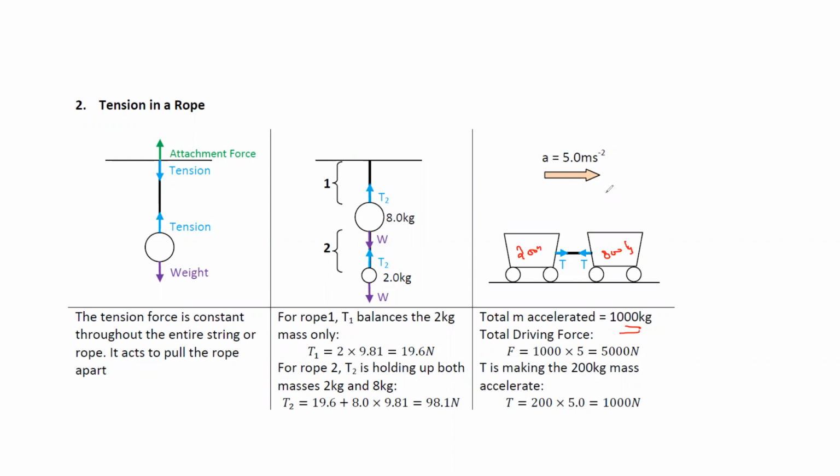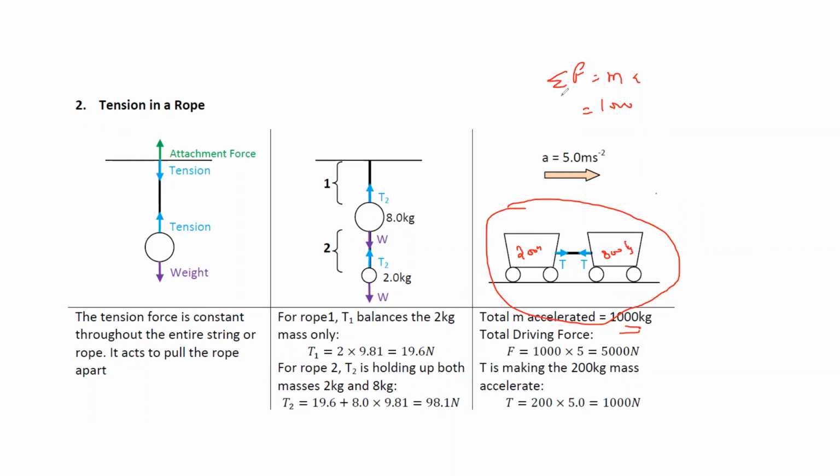So what we can do, or how we can solve this: first we can find the total driving force, or resultant force, which equals ma. The mass is 1000, the total mass, because we are finding the total driving force. Friction is basically neglected here, it's not shown. If there was friction, the resultant force would be driving force minus friction. In this case friction is neglected.